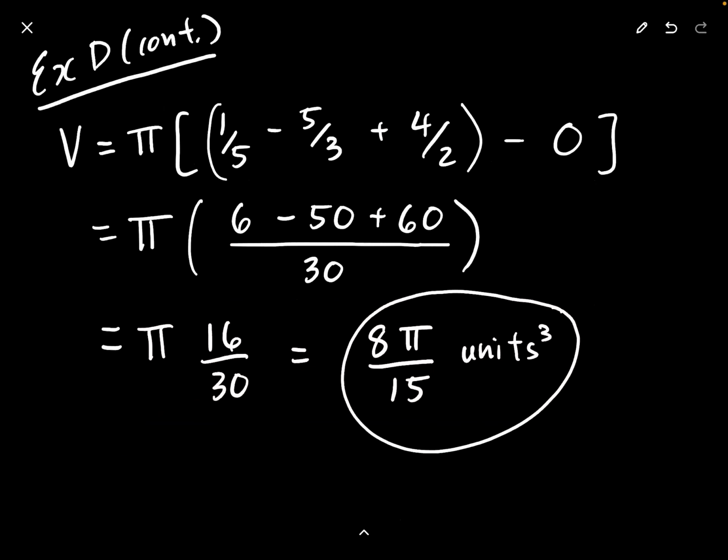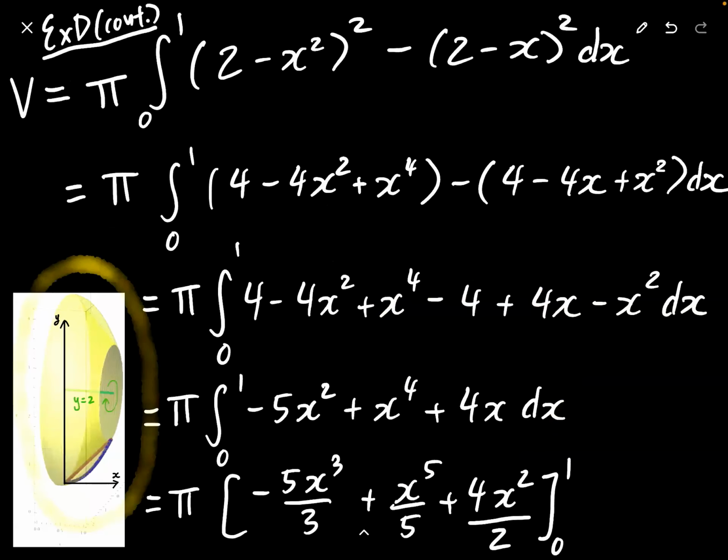So the volume is pi times the antiderivative at 1 minus the antiderivative at 0. So just check that you get 8 pi over 15 units cubed. And also this graph is just here for reference, so you can see the solid of revolution. Also note that the inside of this bowl is hollow, since we use the ring or washer method.